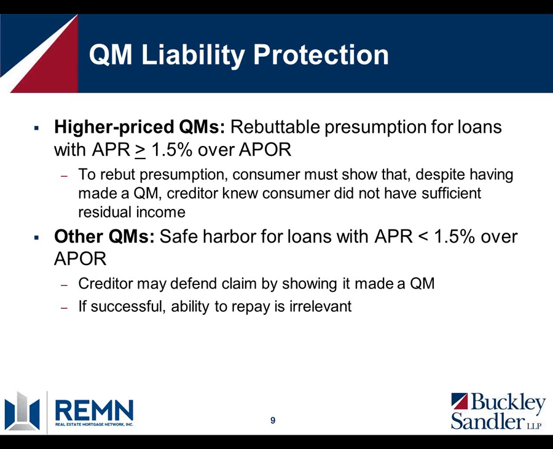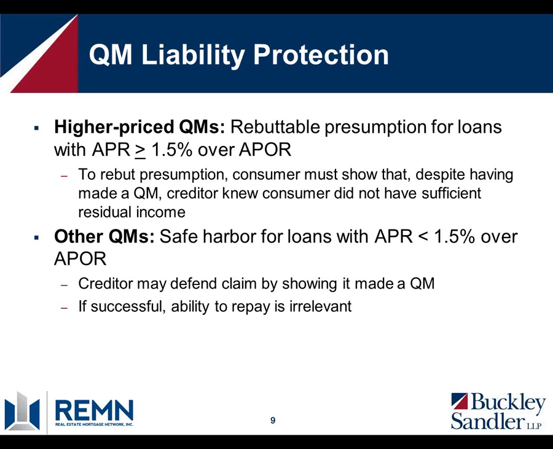And what rebuttable presumption means is that while the creditor is presumed to have complied with the ability to repay requirement, the consumer can rebut, can defeat or overcome that presumption by showing that the creditor knew at or before consummation that the consumer did not have sufficient residual income to pay their living expenses and the mortgage payment on the loan. For other QMs, you get the safe harbor.